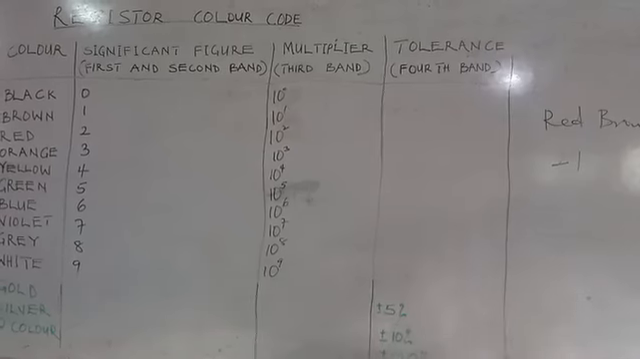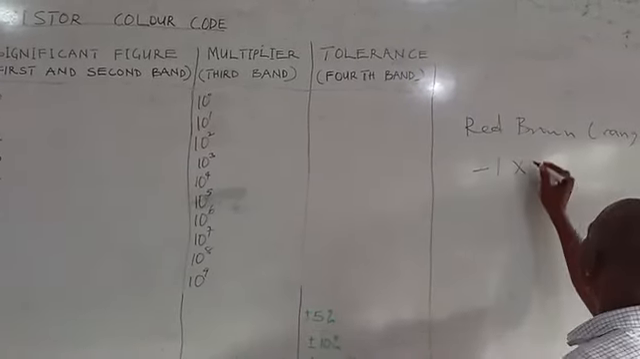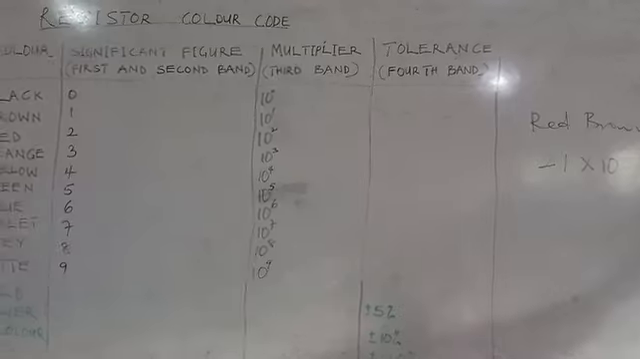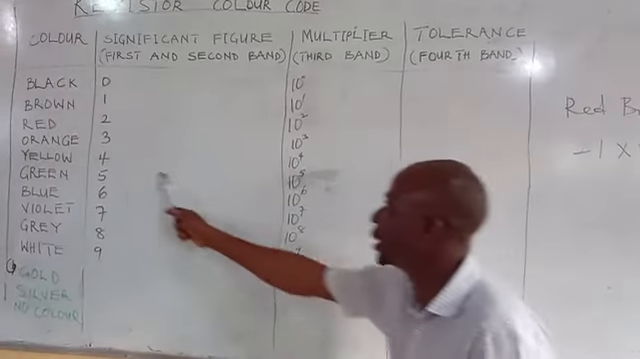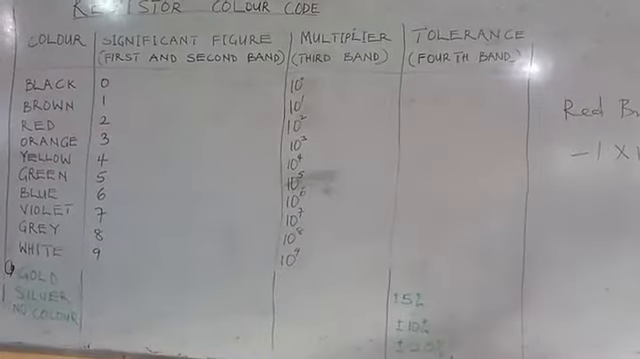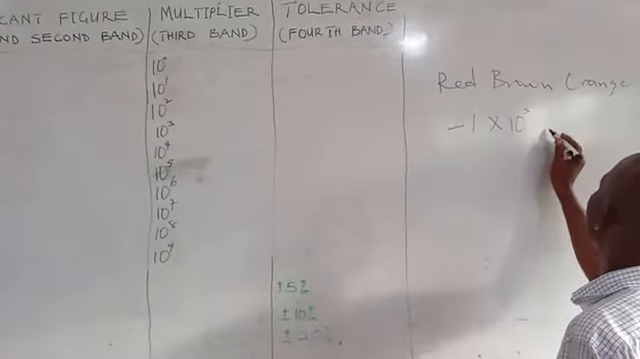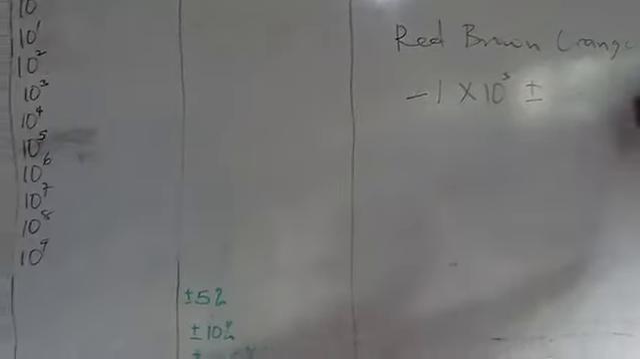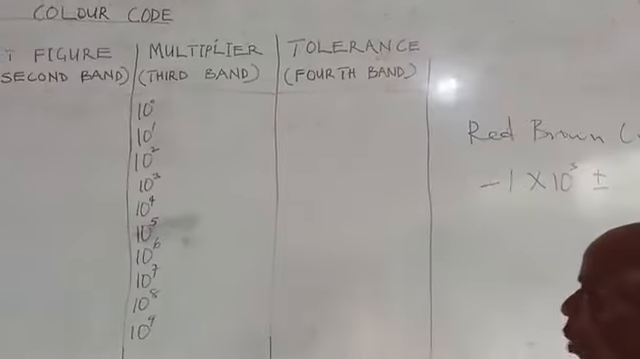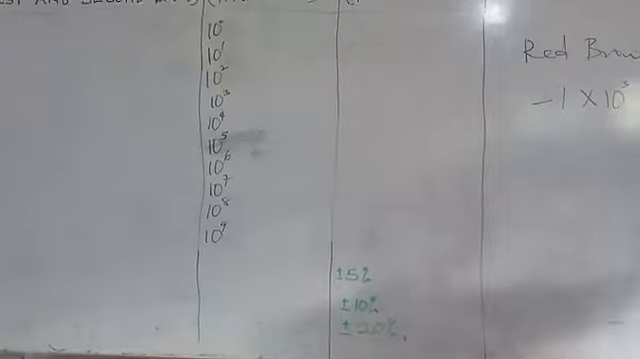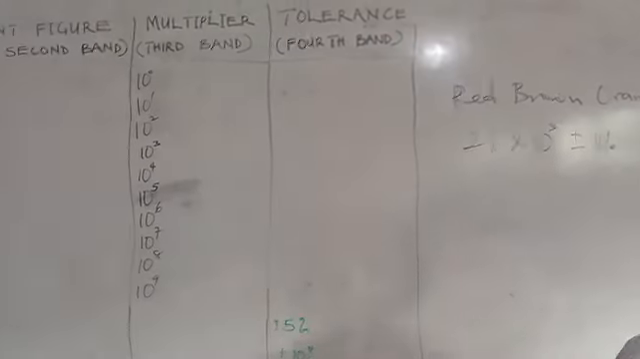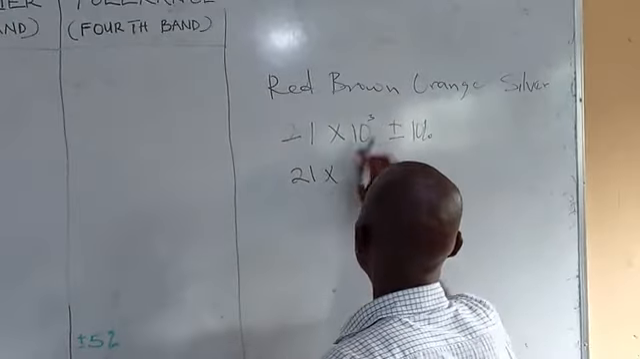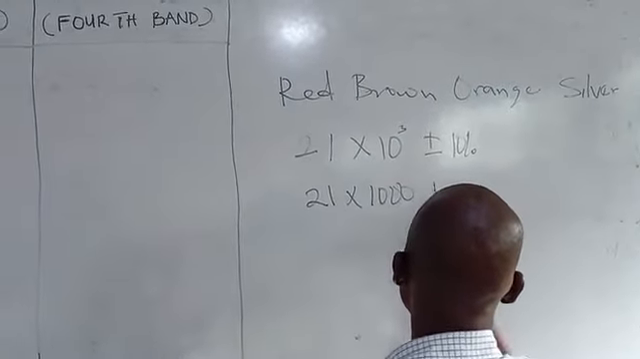The third color will give us the multiplier, times 10 raised to power. What will be the index? It will be the value of orange on the resistor color code, which is 3. Orange is 3, so I put raised to power 3. Plus or minus. This one is silver. The fourth band is tolerance, and silver is 10%. We now have 10%. So now 21 times 10 raised to power 3, which is 1000, plus or minus 10%.